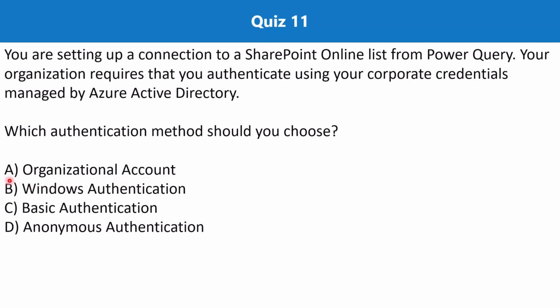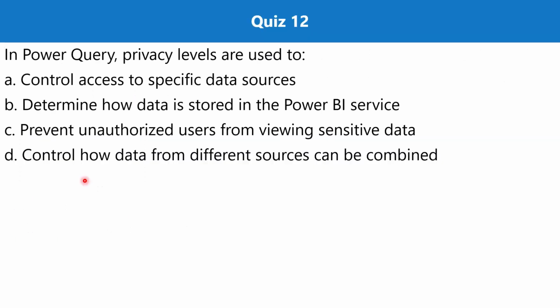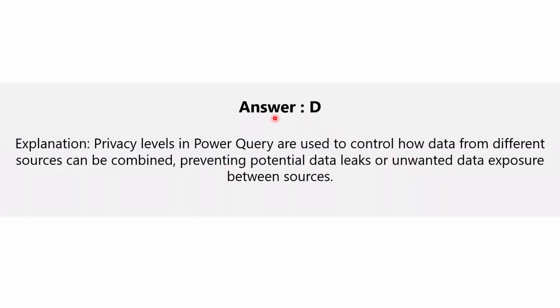So this is the right answer for this particular question. Question 12. In Power Query, privacy levels are used to control access to the specified data sources, determine how data is stored in the Power BI service, prevent unauthorized user from viewing sensitive data, control how data from different sources can be combined. The correct answer is option D.